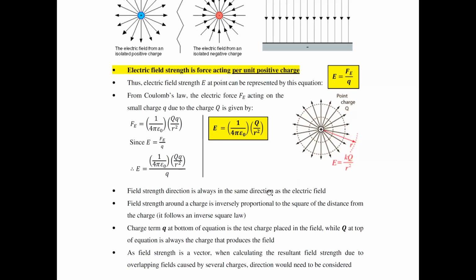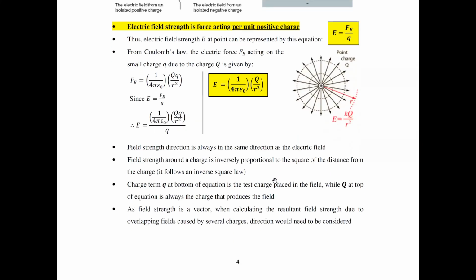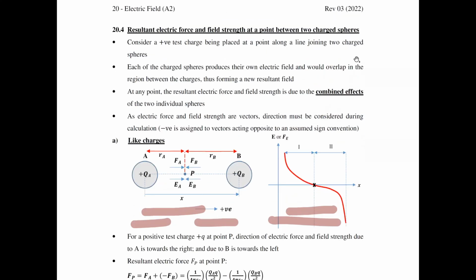All right, go back to page 4 of the notes. So at the last part of that page, I mentioned to you that field strength is a vector. If you want to calculate the resulting electric field strength due to overlapping fields caused by several charges, you normally need to consider direction, because field strength is a vector in the first place. So how will you apply it? You look at the following page.